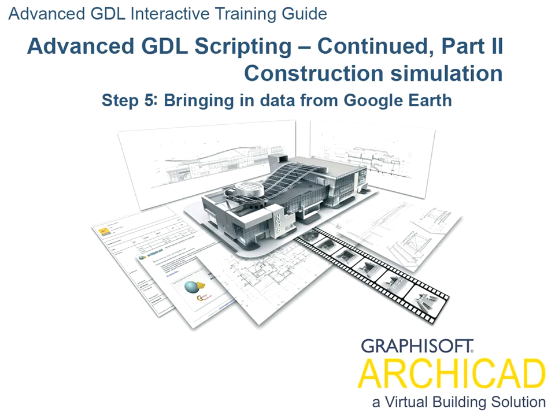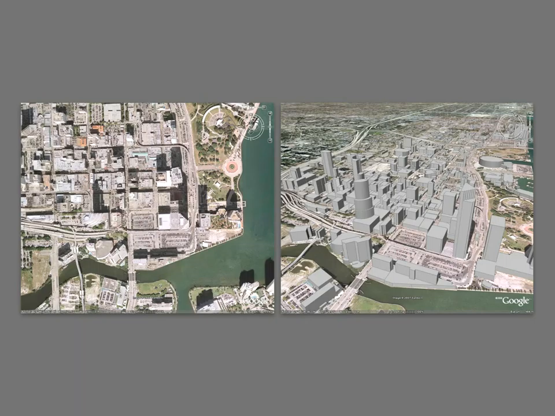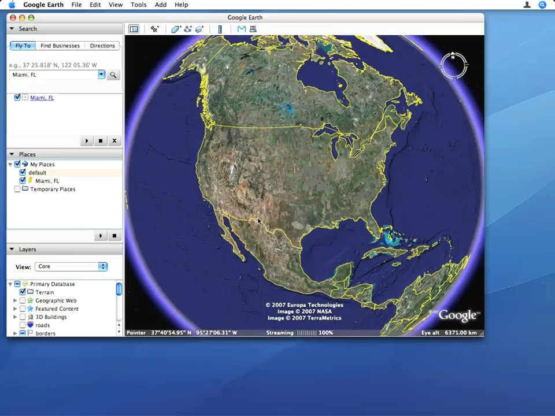Step 5. Bringing in data from Google Earth. We will bring two images from Google Earth, the image of a map of a portion of a city, and the image of a 3D view of the same portion with a modeled 3D building in it. We will not do these steps. Here you can see the steps that were done to achieve this.